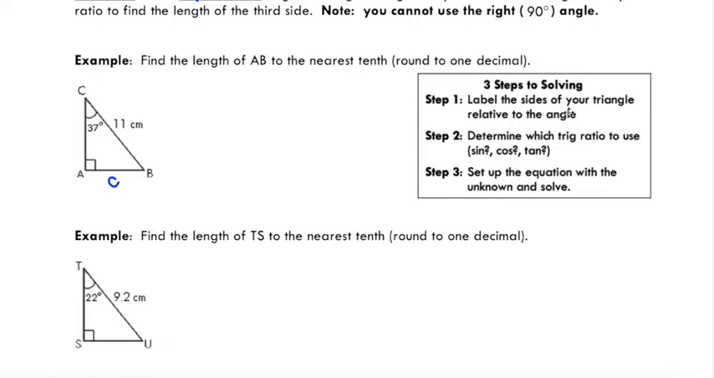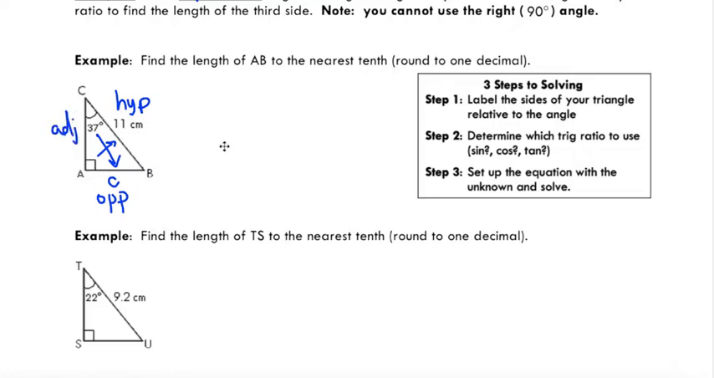So the first thing we want to do is label the sides of your triangle relative to the angle. So always across from the right angle is the hypotenuse. The angle that's being given to us in this question is C, which is 37 degrees, and across from that angle is the opposite side, and the side right beside the angle is the adjacent side.